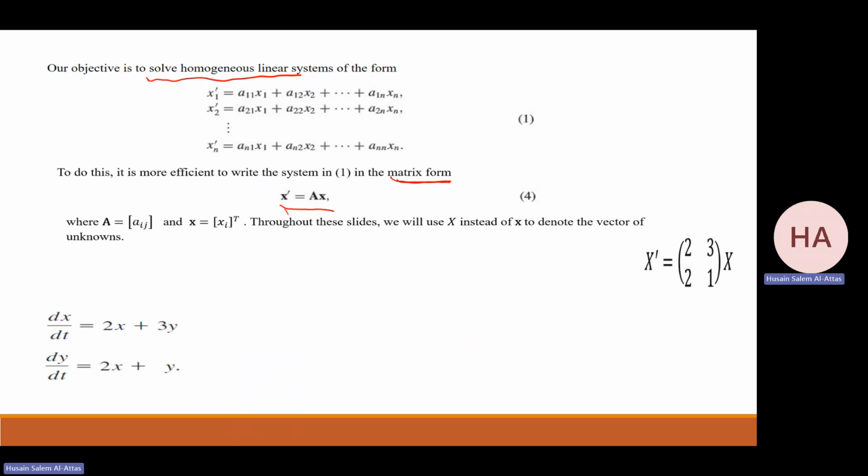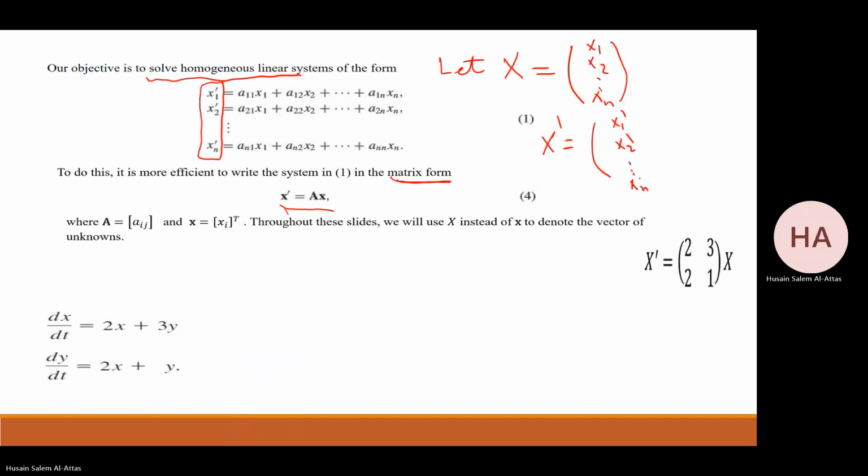So what is the idea? I will let capital X be the vector x1, x2, up to xn, where x1, x2, up to xn are functions. If we have x prime, then it will be x1 prime, x2 prime, up to xn prime, the derivative of each term. And that will be the left-hand side, x prime.